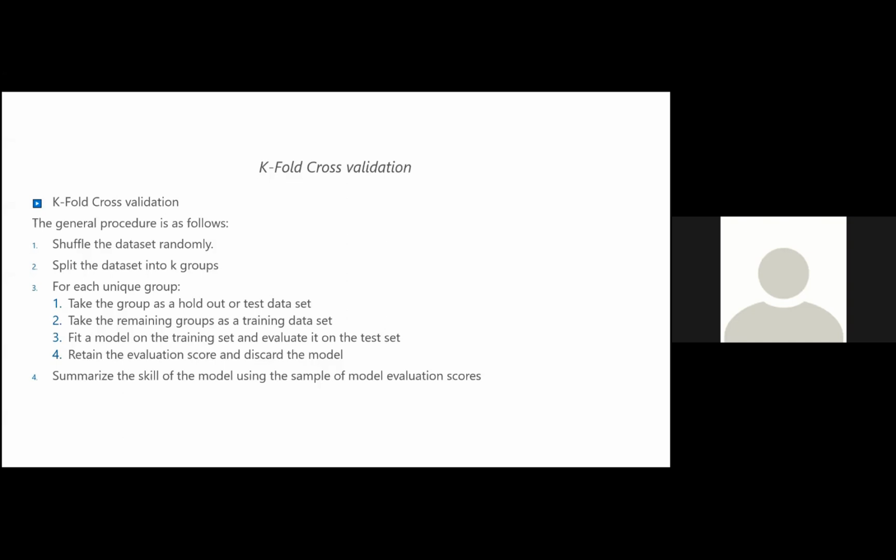We take one group from the k groups and hold it as the test data set. All the remaining groups become the training data set, and we fit the model using the training data set and evaluate on the leftover test set. We store the evaluation score for each and every group, and we do the summary at the end.